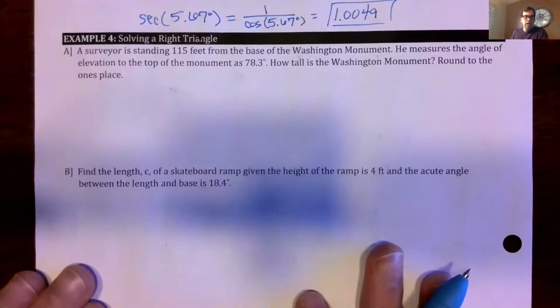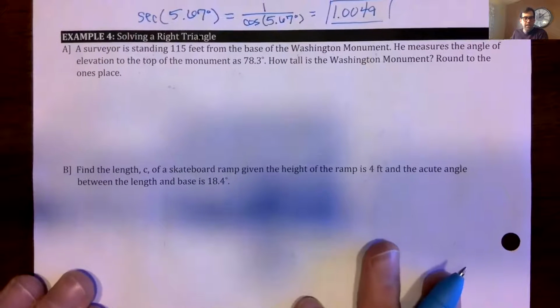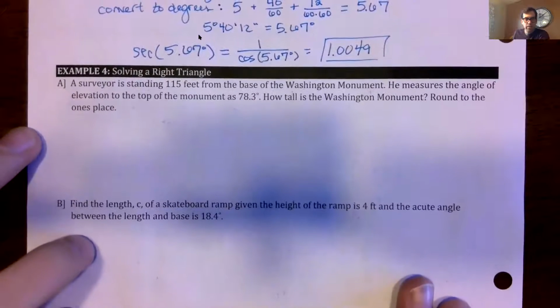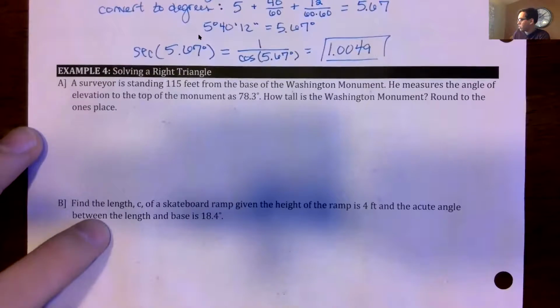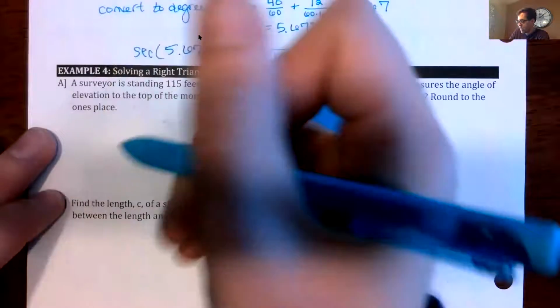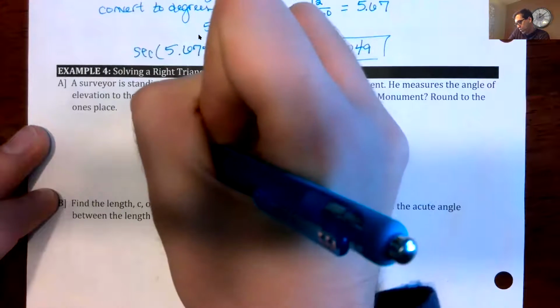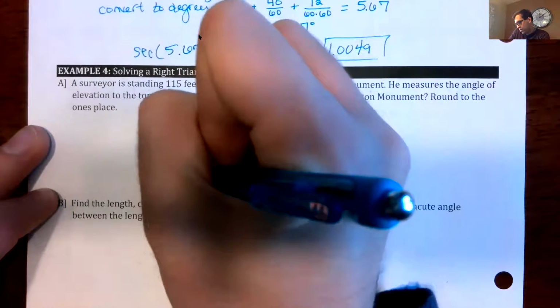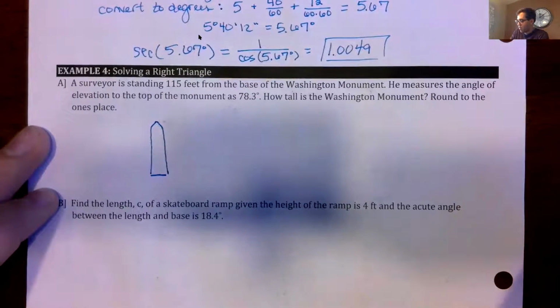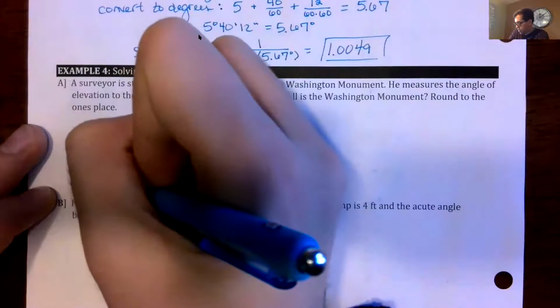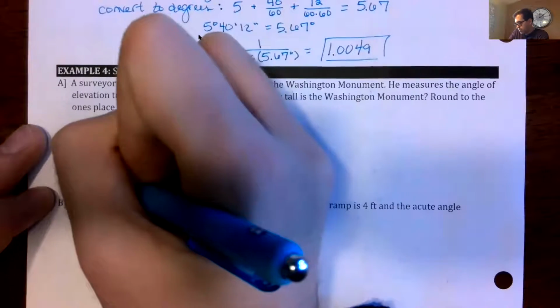Solving a right triangle. A surveyor is standing 115 feet from the base of the Washington Monument. He measures the angle of elevation to the top of the monument as 78.3 degrees. How tall is the Washington Monument? Okay, so let's try this. We've got my best sketch of the Washington Monument. And some little dude here is standing 115 feet from the base.